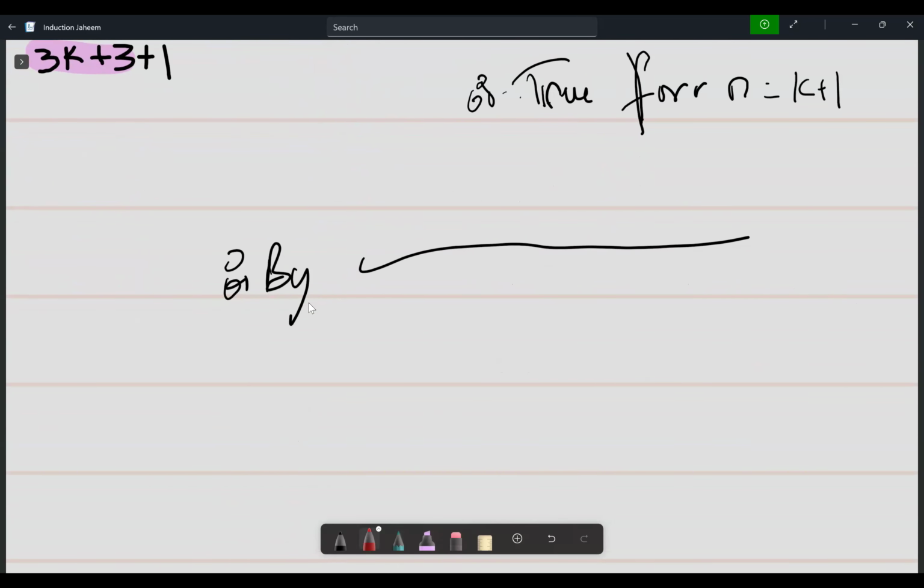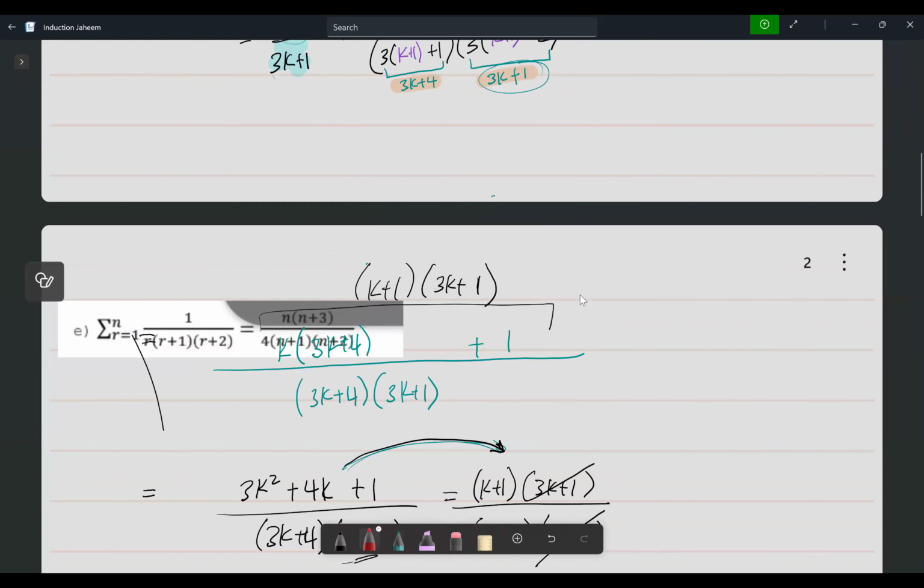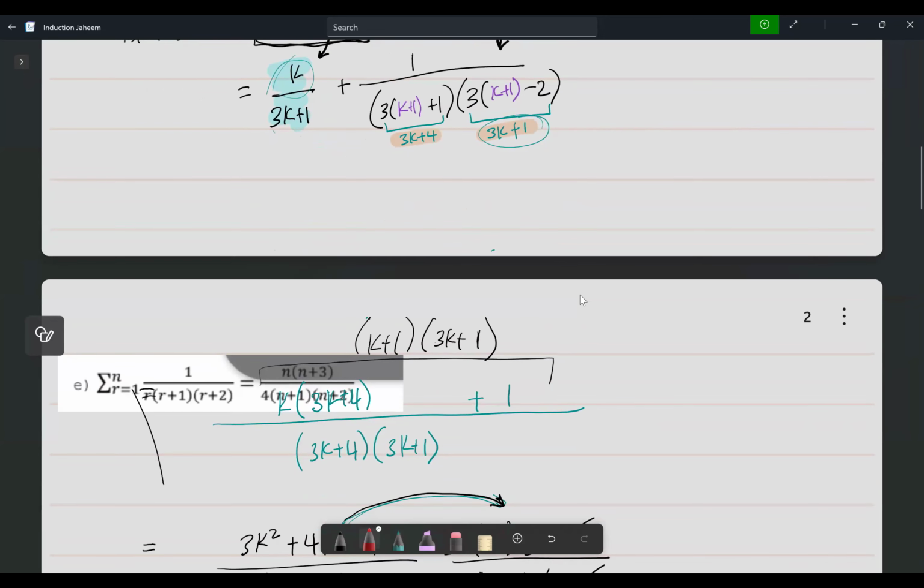Because again, I was teaching one person, I skipped a lot of steps. You say by PMI, then rewrite the summation, is true for all natural numbers.